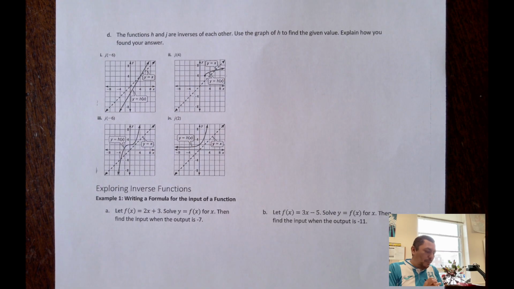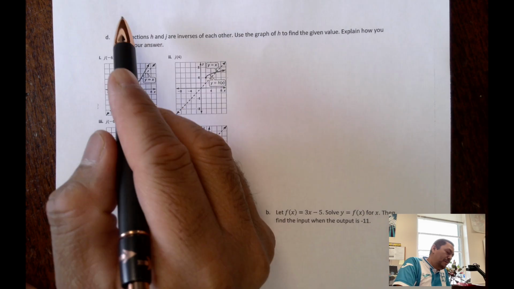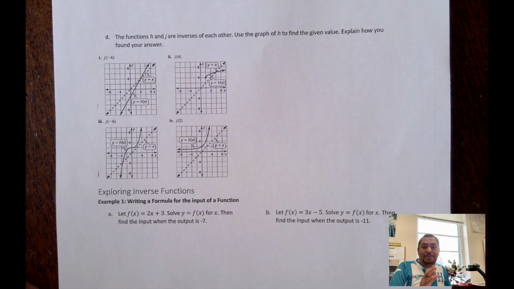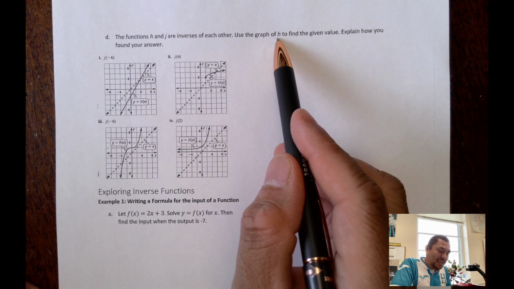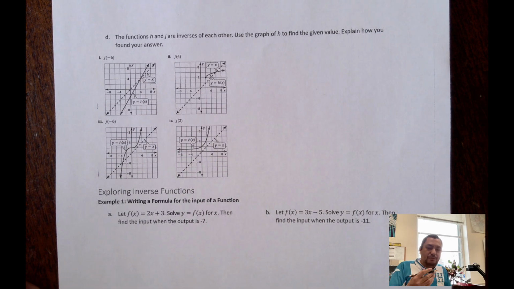We're going to continue with part D. In this case, remember, the functions h and j are inverses of each other. So they are telling me that they are inverses. Use the graph of h to find the given value. Explain how you found your answer.